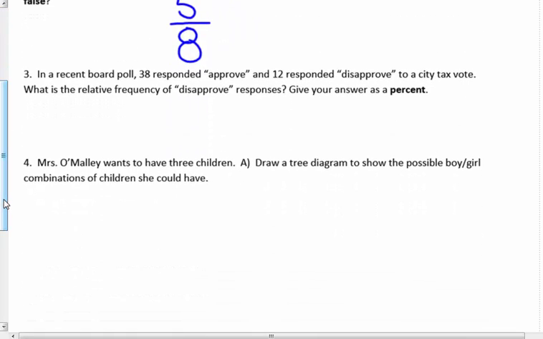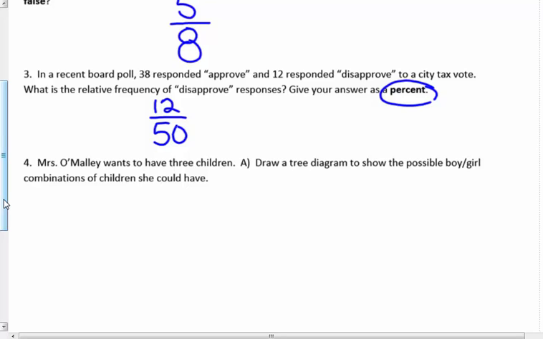In a recent board poll, 38 responded approve and 12 responded disapprove to a city tax vote. So the city board was voting on something. What is the relative frequency, probability, based as a percent? That's what it's asking. So what is the relative frequency of disapprove responses? Give your answer as a percent. Well, disapprove was 12 out of, what's the total here? 50. So give this answer as a percent.